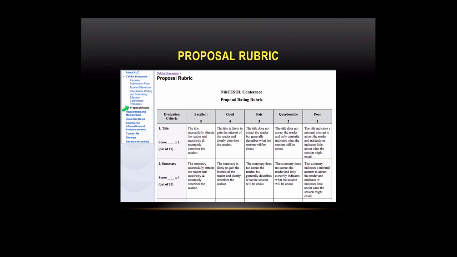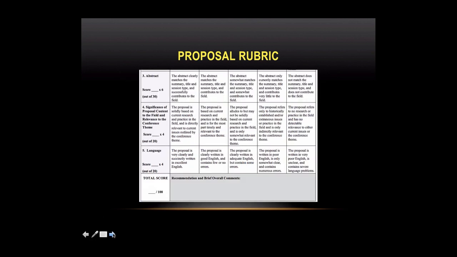So if we look at title, you want your title to attract the reader and also succinctly and accurately describe the session. For your summary, you also want the summary to attract the reader and succinctly and accurately describe the session. But note the weighting difference. The title is out of 10, the summary is out of 20. The next category is your abstract, and this is out of 30. So the abstract again is very important.